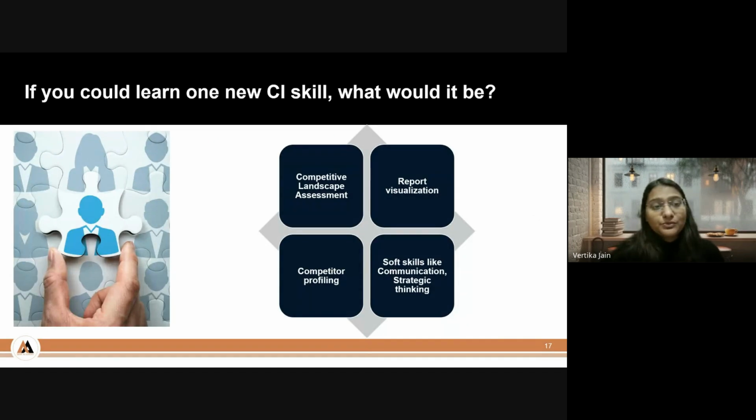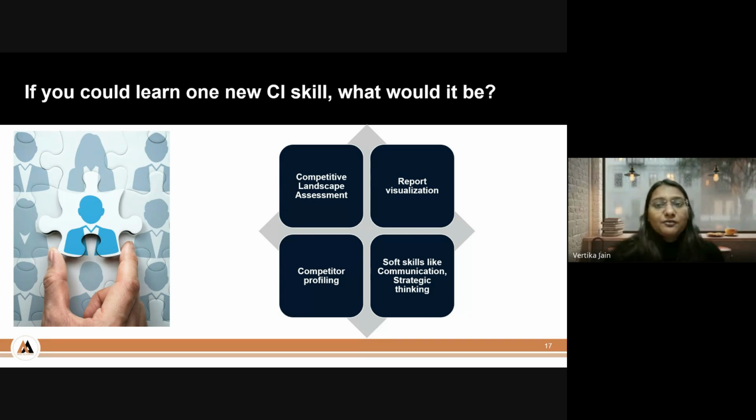We are moving to the most important part, I think, in the sense of the people's questions and their opinion. We are moving to the most asked question about the skill set that's required for anybody who wants to venture into the field of competitive intelligence. Right now on the screen, we have a question for the audience: if it's one skill that you want to learn, what would it be? Please head to the chat box and put in your thoughts there.